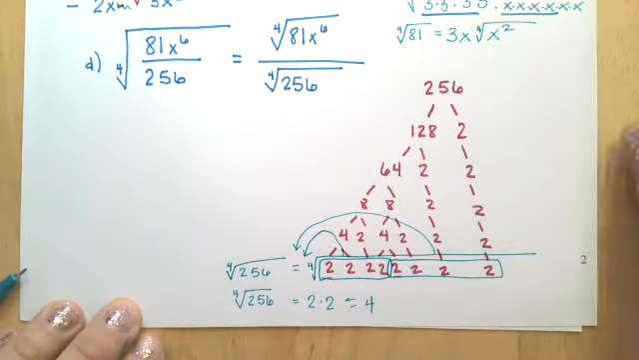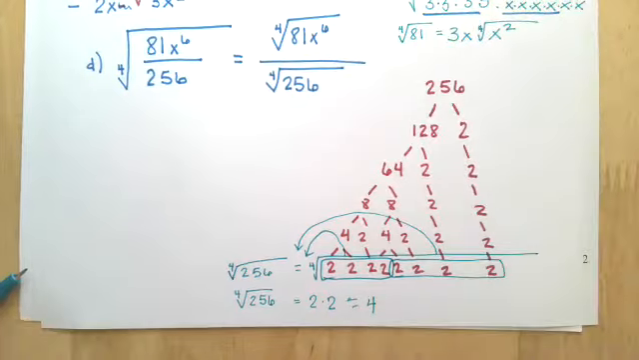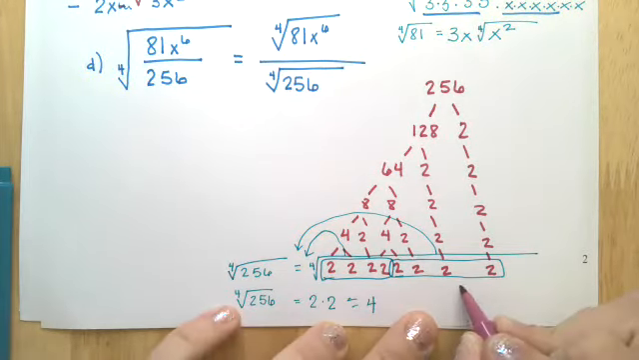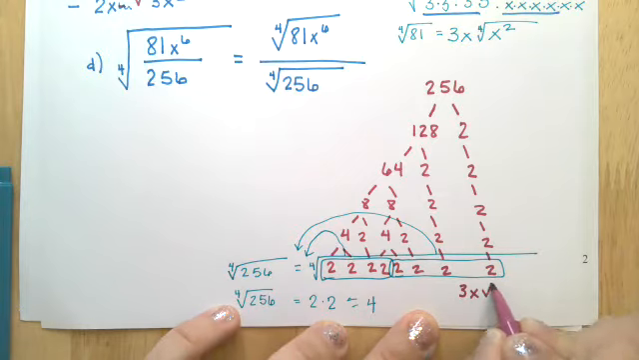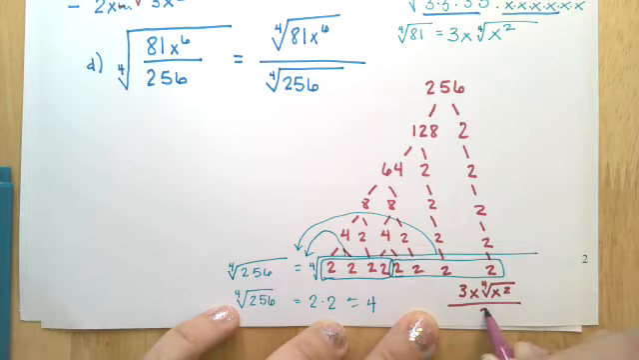It works. So your final answer will be 3x fourth root of x squared over.